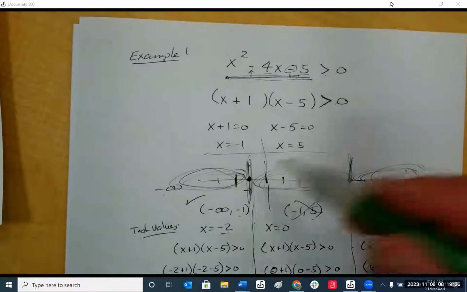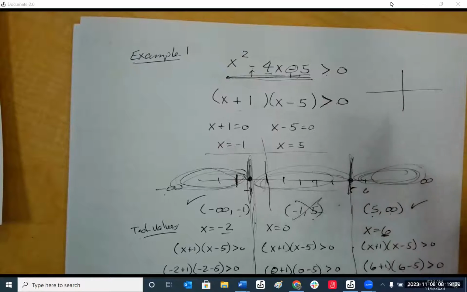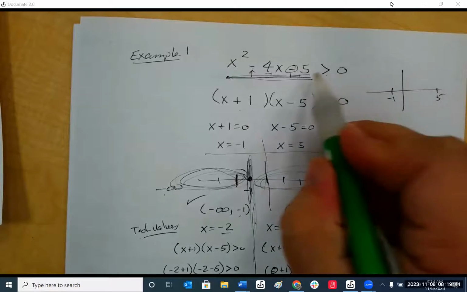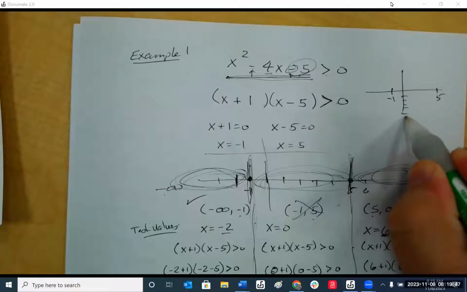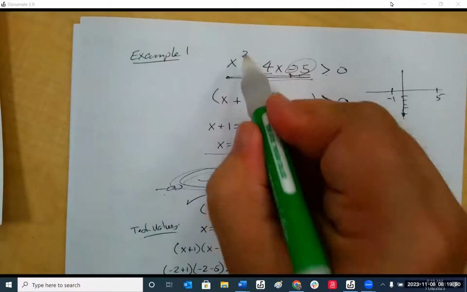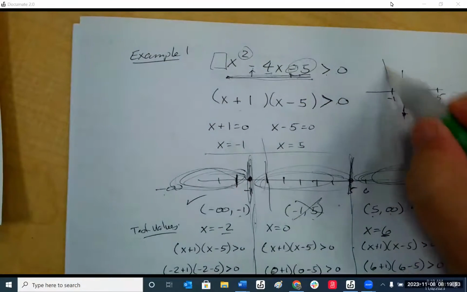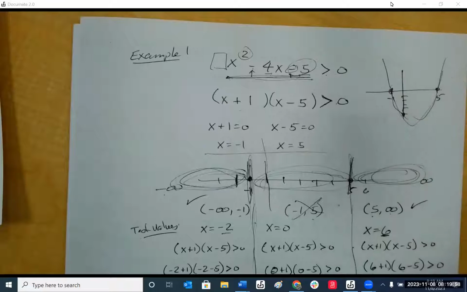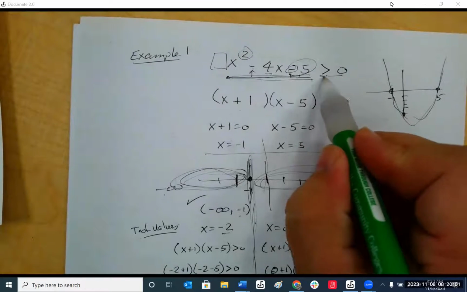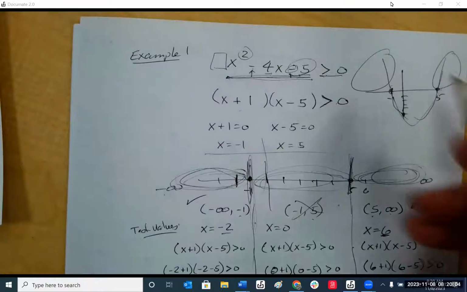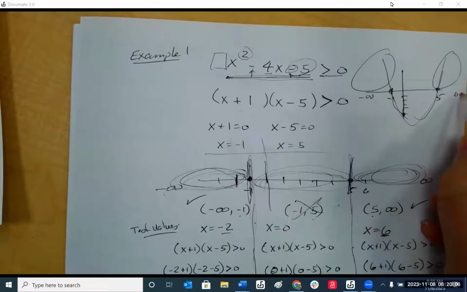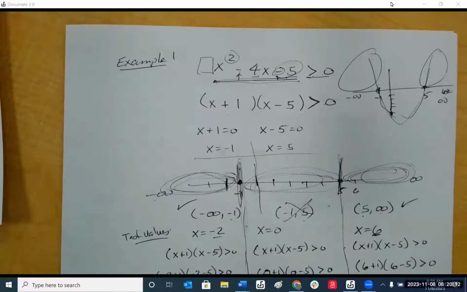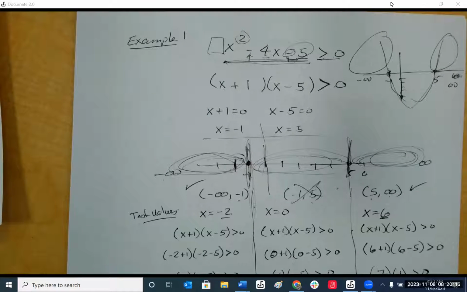Well, we also should know about if we just graphed this equation. Once we found the x-intercepts, we know the y-intercept is negative 5. It's quadratic, that's positive, so both ends go up. So the only place this function is positive is on this interval and that interval. So again, if you remember how to graph these things, it's a lot easier for you.